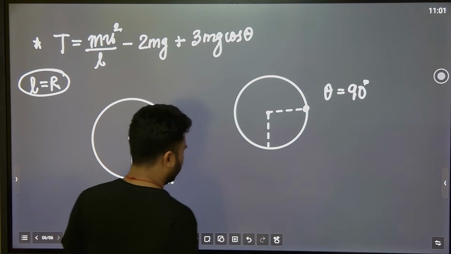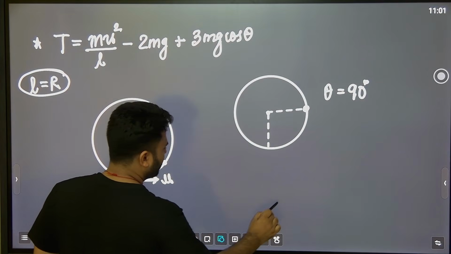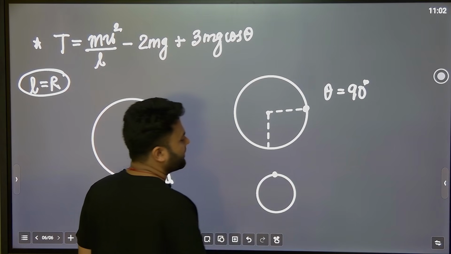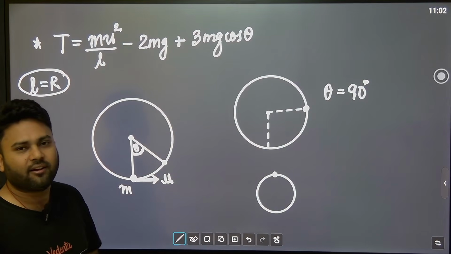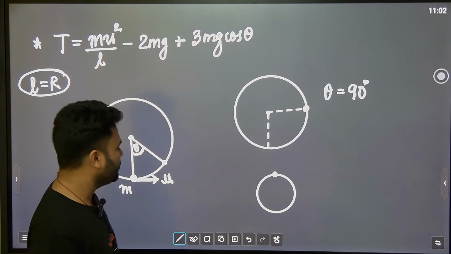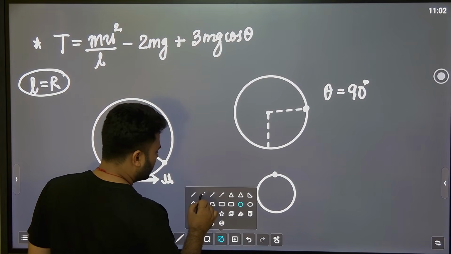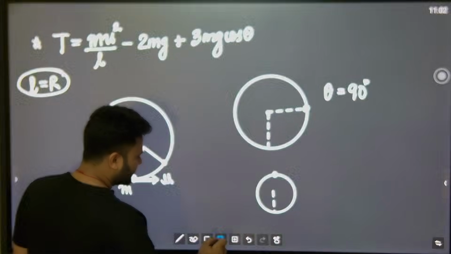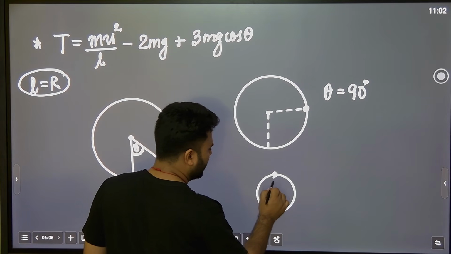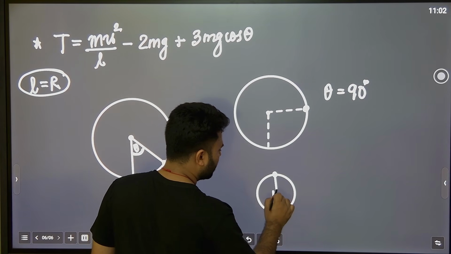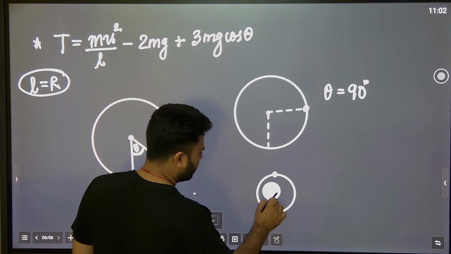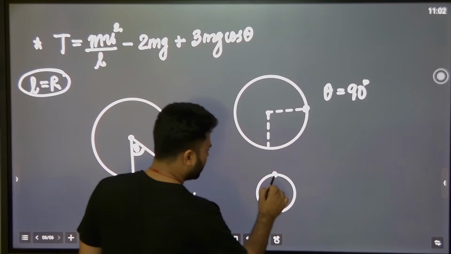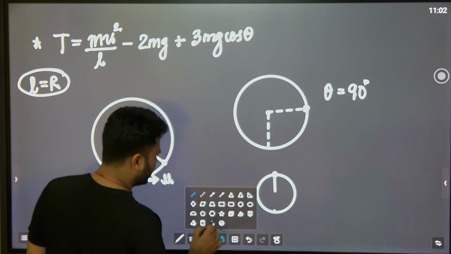Correct? Similarly, suppose they ask, what is the tension here? Again, you will apply this formula. Again, you have to find theta. So, how are you going to find theta? You draw this vertical line first, like this. Next, they are asking here. So, join this. Wait a little bit. Like this.